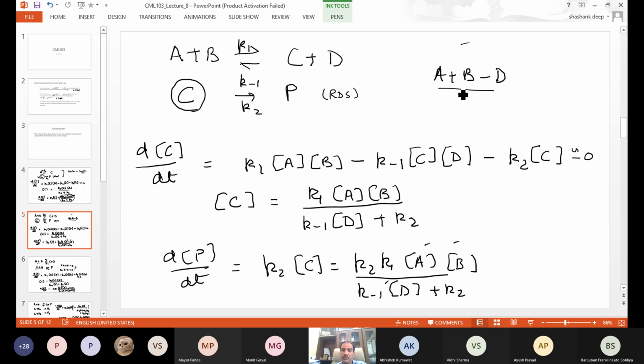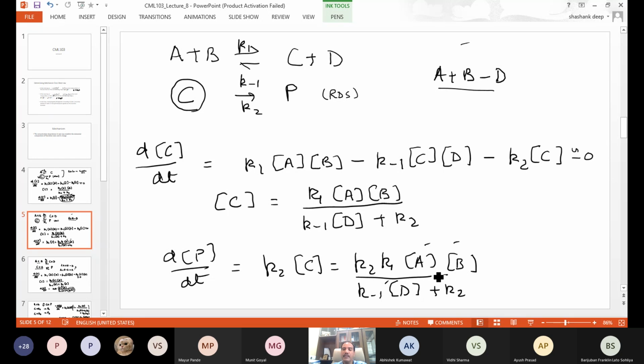Okay, so I know the composition of C. What will be the composition of the intermediate? There is one, A power 1. So this is A plus B minus D. This is the composition of the reactants in the rate determining step.